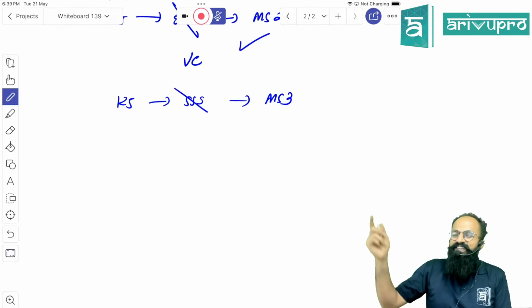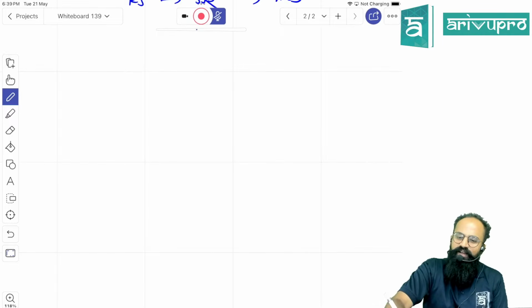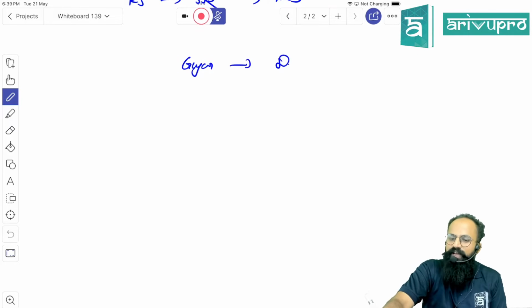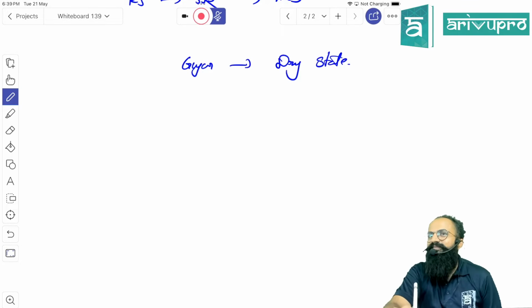That's all. See, you guys understand. Clever batch. Okay. Now understand, people, there is one state called Gujarat. In Gujarat, popularly it's also called a dry state. What do you mean by dry state? Alcohol?